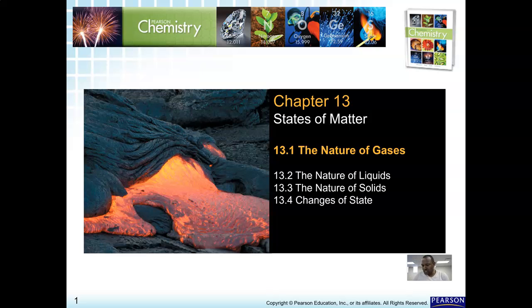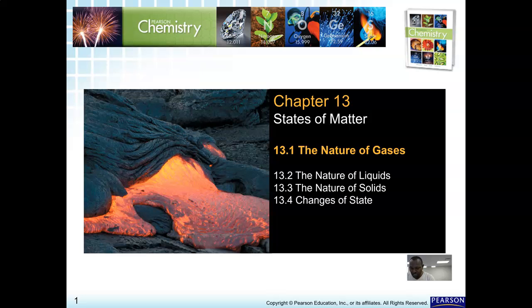In the first section of this chapter, what we're going to see is the nature of gases. To understand clearly the nature of gases, there are some key questions that we need to answer, and I'll read these key questions before I go into the detail of this section. The first key question is, what are the three assumptions of the kinetic theory as it applies to gases?